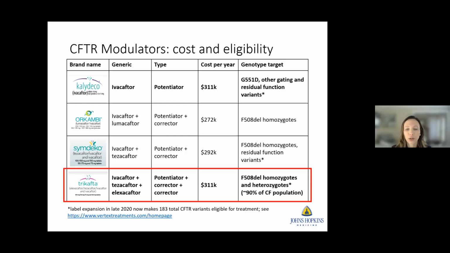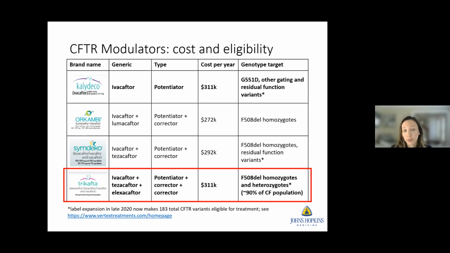So this triple combination, or ETI, targets individuals who have 2 copies of delta F508, but also just 1 copy of delta F508. And that was really the kicker, in that it doesn't matter what the second variant is, as long as you've got 1 copy of delta F508, you are eligible for this drug on an age-restricted basis. And that covers 85 or 90% of the CF population just with this 1 drug alone.